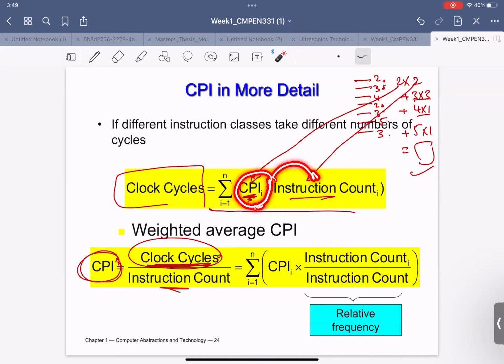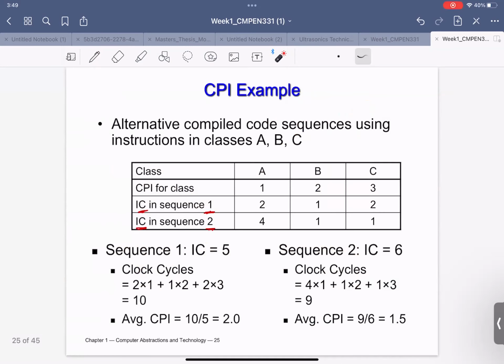It's CPI multiplied by instruction count, plus the other CPI multiplied by its instruction count, and so on and so forth. This is what we will do here. So for instance, to calculate that for sequence 1, we'll multiply CPI by the instruction count, plus this by that, plus this by that. If you do this, it will give you 10.